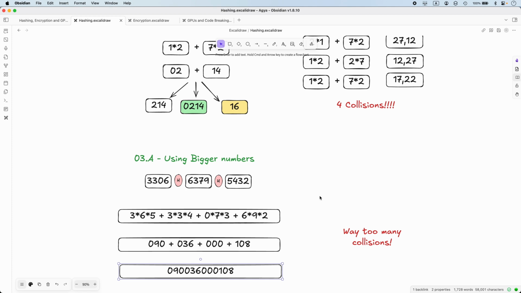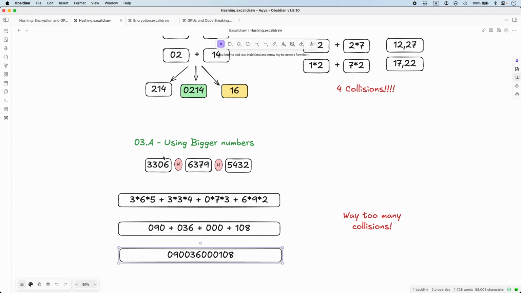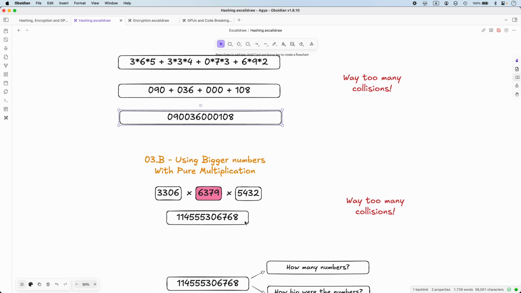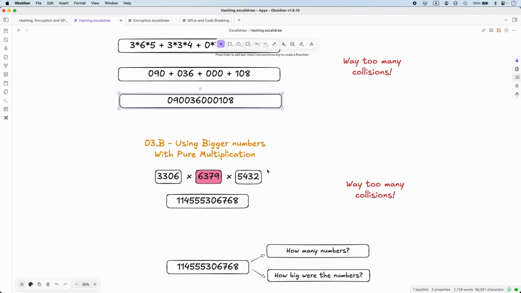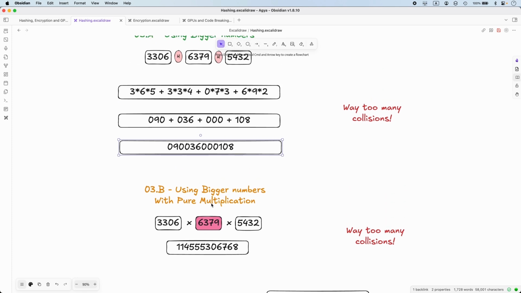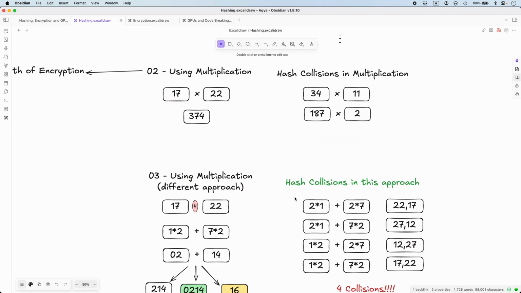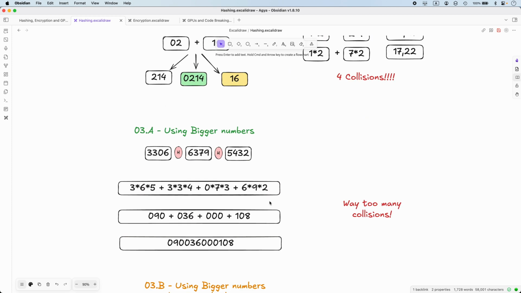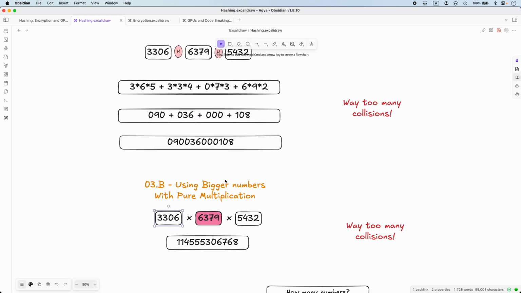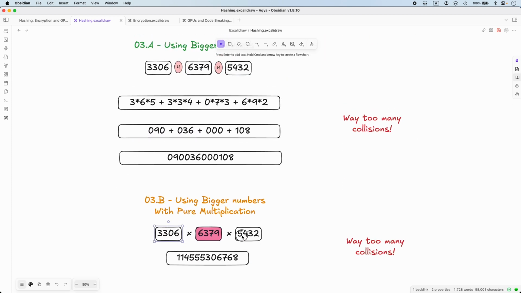Okay. The second thing I want to show is as the number is growing, your hash is becoming larger. This is not how real world hashing in today's modern world works. Okay. I'll get to that. Now, what if I am going to use pure multiplication? I said this one was better, right? What if I use pure multiplication with the same three numbers?